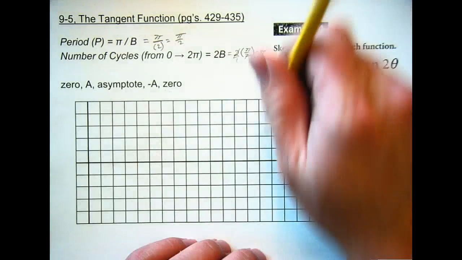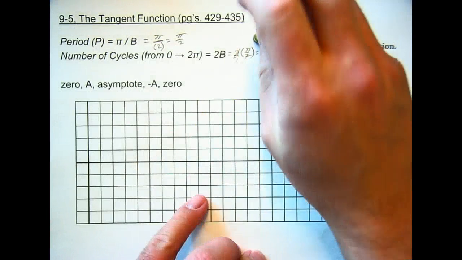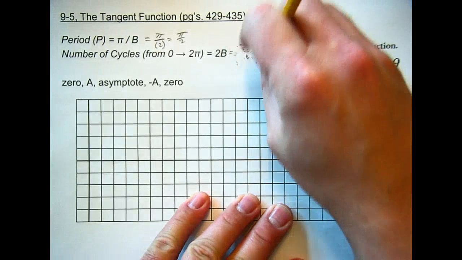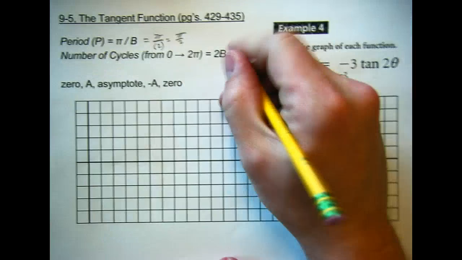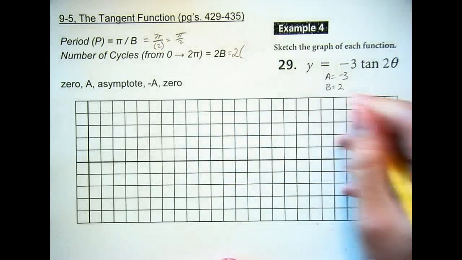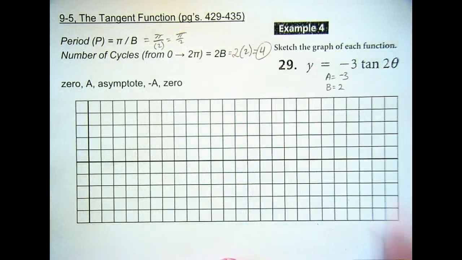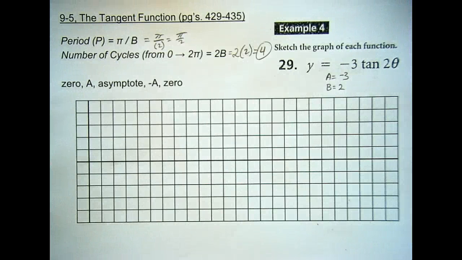Okay, it was pointed out to me that the number of cycles is incorrect. Let's try that again. 2 times 2. That makes more sense. That is 4. Good. Can't believe we made that mistake.